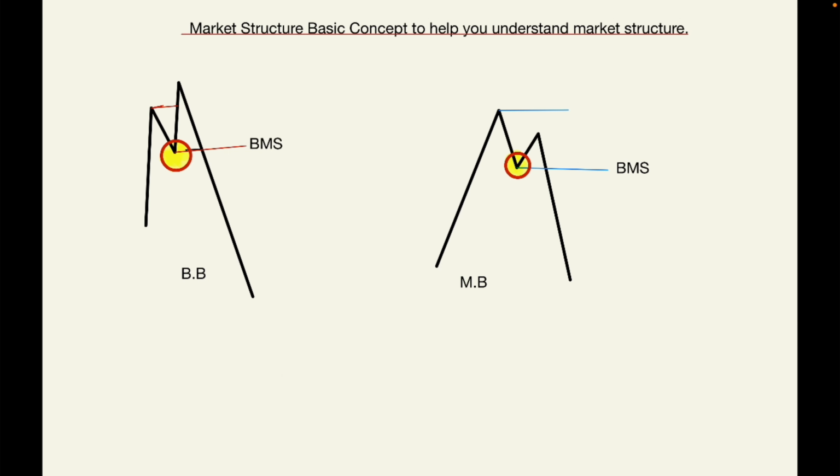This is a mitigation block structure. Same thing happens here. You can see price is now failing to make a higher high. So we have a shift in market structure here, or a break in market structure at this level here. Price broke structure here and it pushed down.